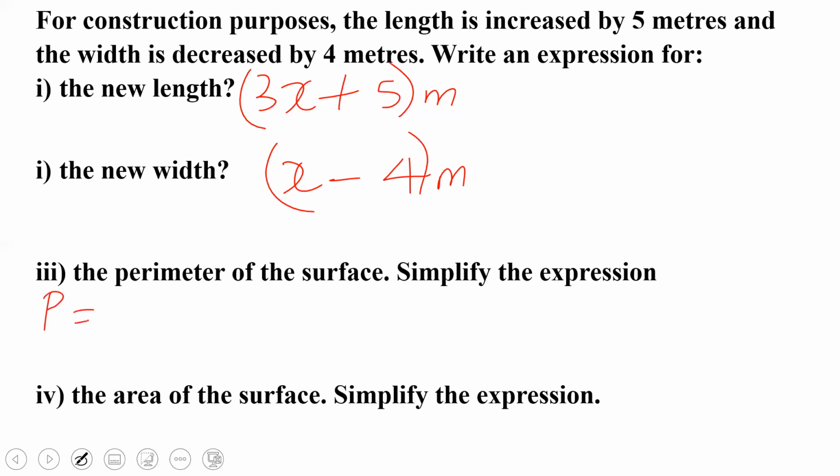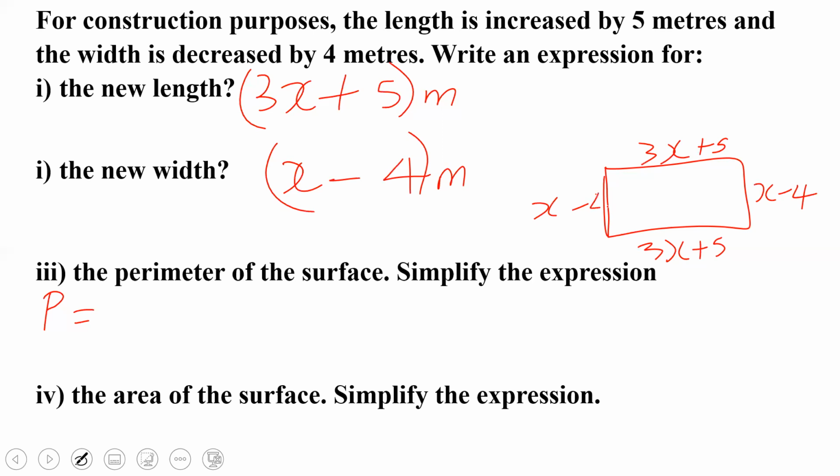That's going to be, let's get a visual. So the length, 3x plus 5, and the width, x minus 4. All right, so we now have our perimeter to be the sum of the lengths of all 4 sides of this surface. So bear in mind that this side also measures 3x plus 5 meters, and this side x minus 4 meters.